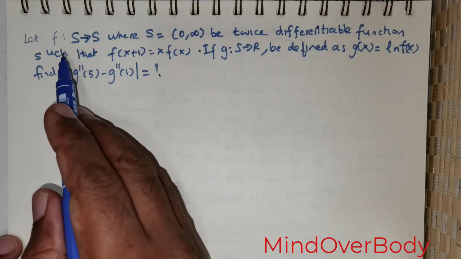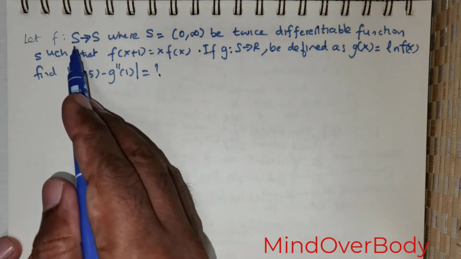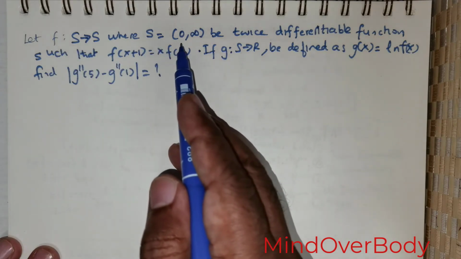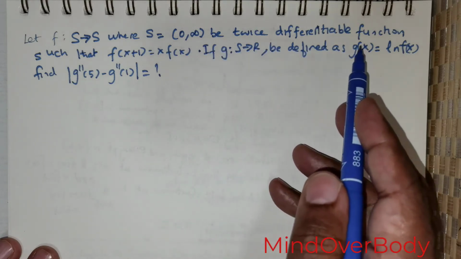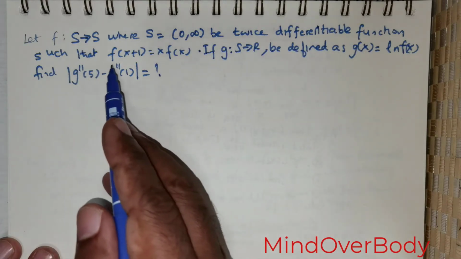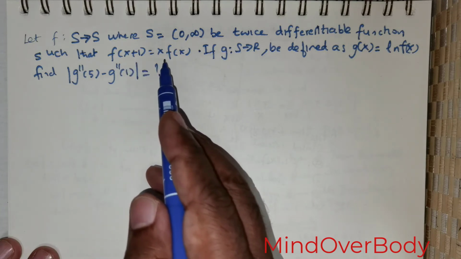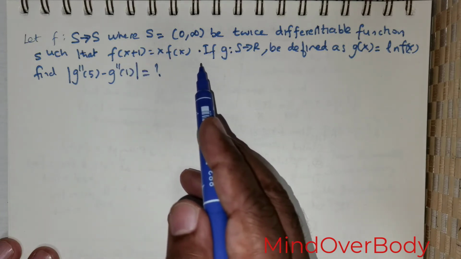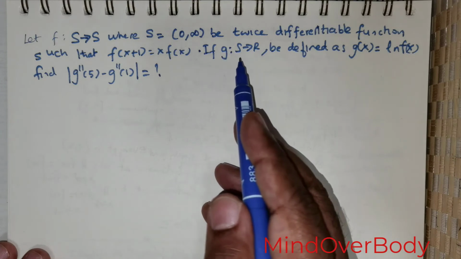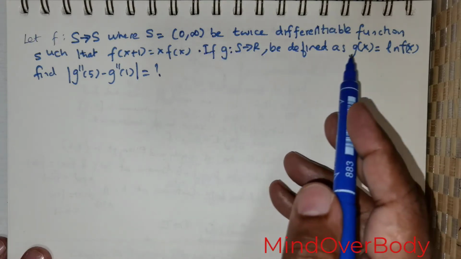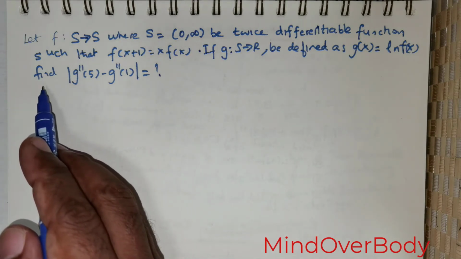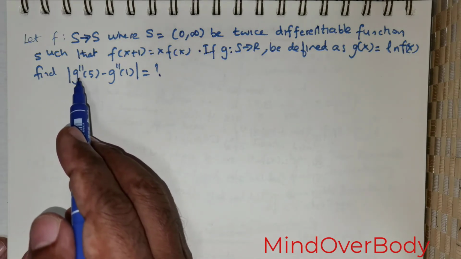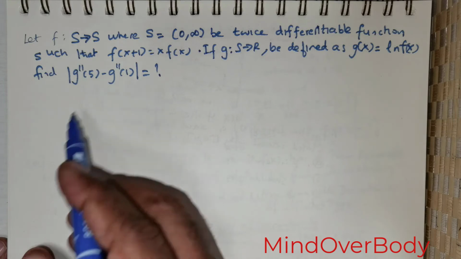So we got a question, given that f is a function from S to S, where S is defined as the open interval 0 to infinity, and it says that the function is twice differentiable, and that f of (x+1) is equal to x times f of x. We are also given another function from S to R, defined as g of x equal to ln of f of x. We are expected to find the modulus of g double dash of 5 minus g double dash of 1.